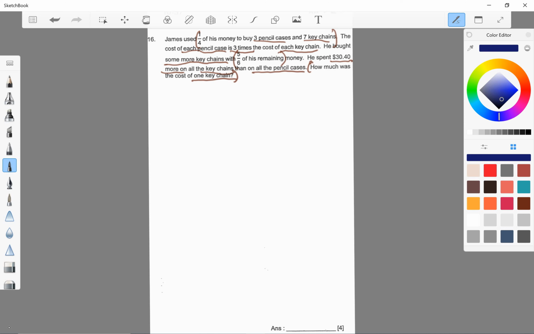A question like this is very simple. You can choose to draw a model, but I personally prefer branching because it's much faster and it gets me the answer much quicker. Alright, so how do we branch? We start off with total at the top. And we move on to 3 pencil cases and 7 keychains.